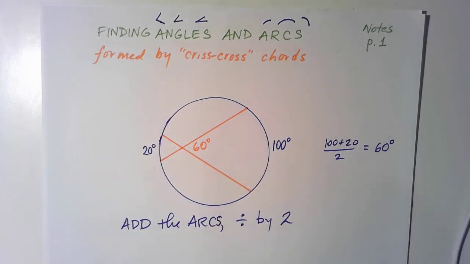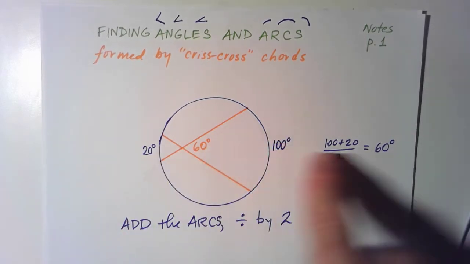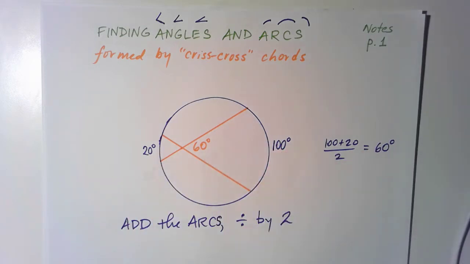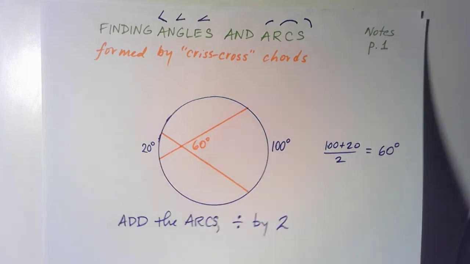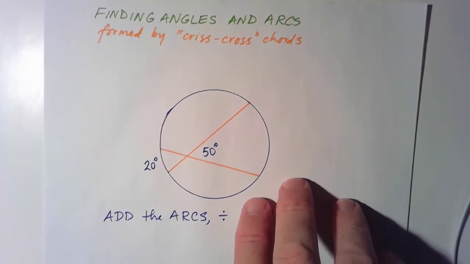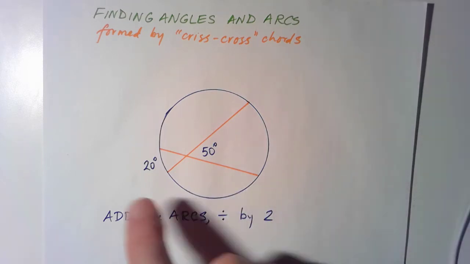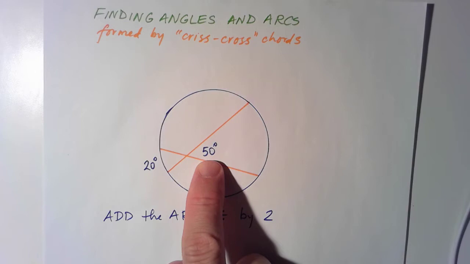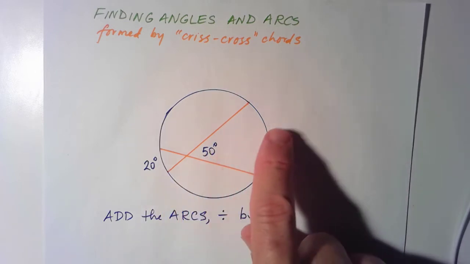But as we get good at grabbing the two numbers, divide by 2, grab the two numbers, divide by 2, we maybe stop thinking about what we're doing. The rule is add the arcs, divide by 2. And then you run into a problem like this. Okay, and maybe you just think, what have I been doing? They gave me two numbers. I'm going to add them and divide by 2. That's 70, divide by 2, 35.